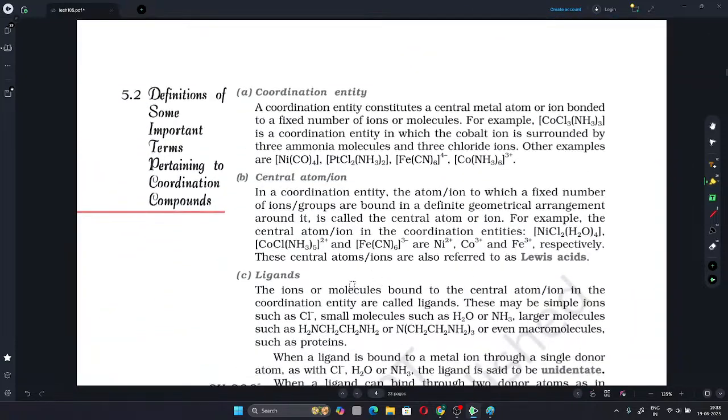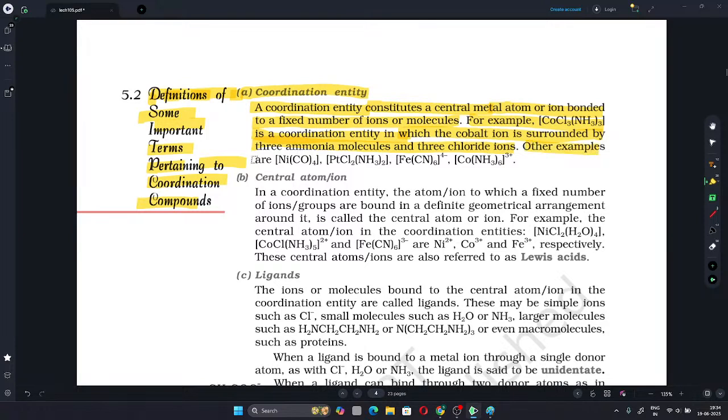The next topic: definitions of some important terms pertaining to coordination compounds. The first term is coordination entity. A coordination entity constitutes a central metal atom or ion bonded to a fixed number of ions or molecules. For example, CoCl3(NH3)3 is a coordination entity in which the cobalt ion is surrounded by 3 ammonia molecules and 3 chloride ions.